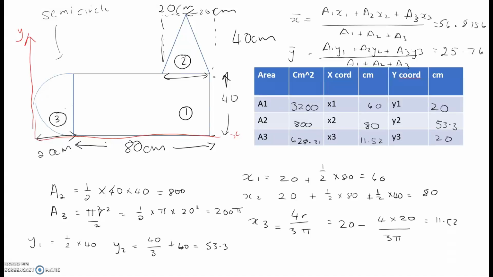So that means that the centroid is going to be 56 centimeters along. So there's 20, halfway along there is 60, so it's back a bit from halfway. So it's about there, up 25, so maybe about there. So the centroid is about there. So that is 56.88, and this one is 25.76. And there we are.